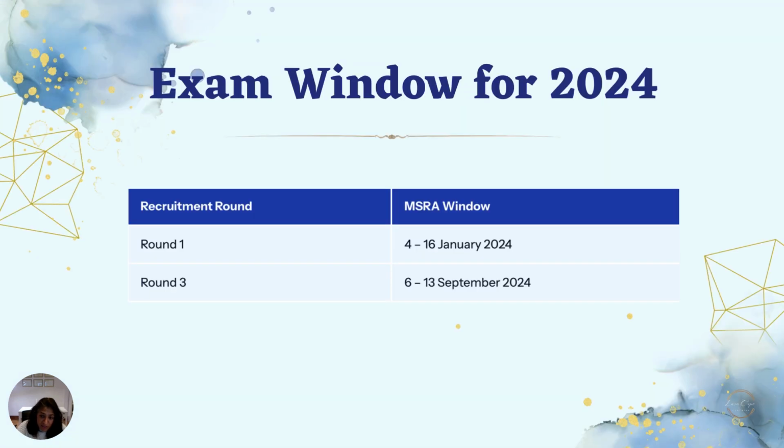So there's 2 opportunities to take the exam. There's round 1 and round 3. The round 1 exam happens between the 4th and 16th of January, and the recruitment window for round 1 for 2024 has closed. The round 3 exam will be from the 6th to the 13th of September, and the recruitment window for that has not yet opened.